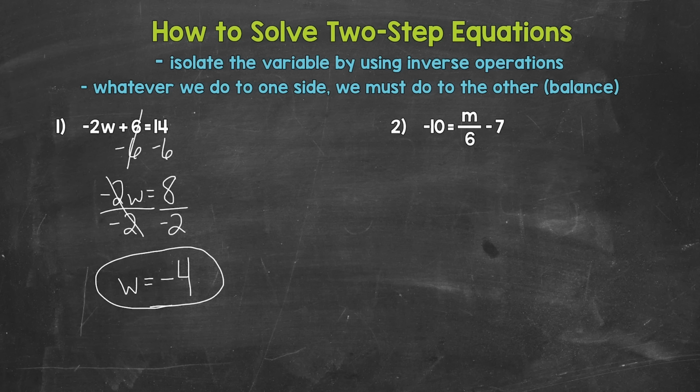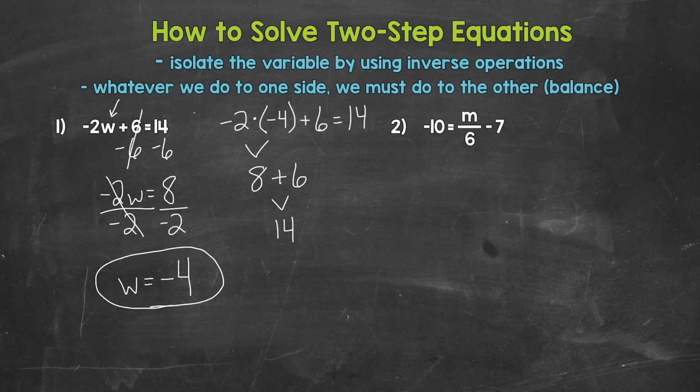Now we can check this by plugging negative 4 in for w and seeing if it works. So let's do that. So we have negative 2, let's come to the side here, times negative 4 plus 6 equals 14. All right, let's start with multiplication. So we have negative 2 times negative 4. A negative times a negative equals a positive. So this gives us 8. And then we have 8 plus 6, which is 14. So we are correct.